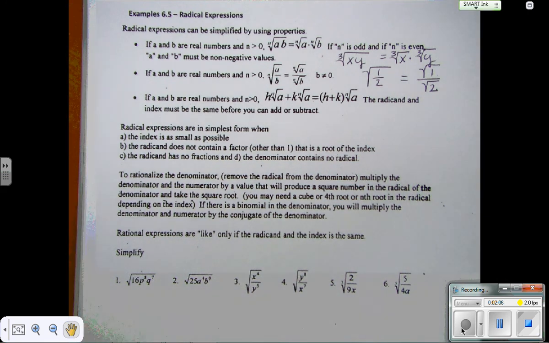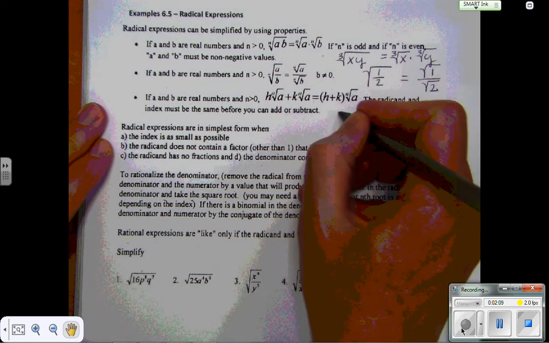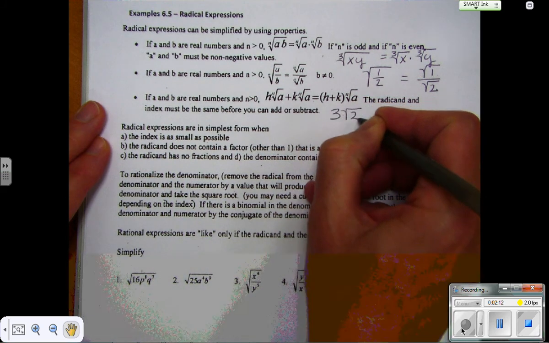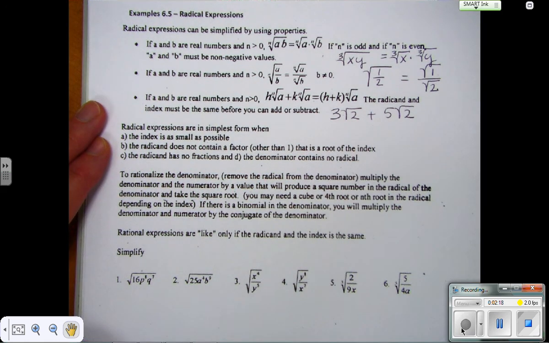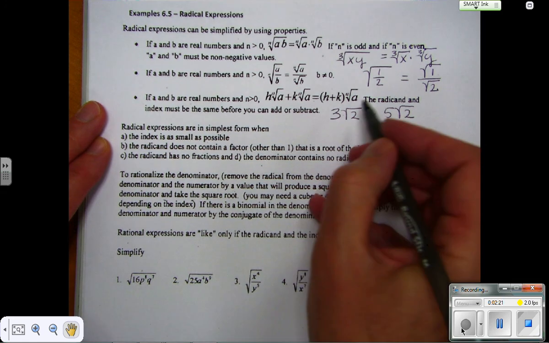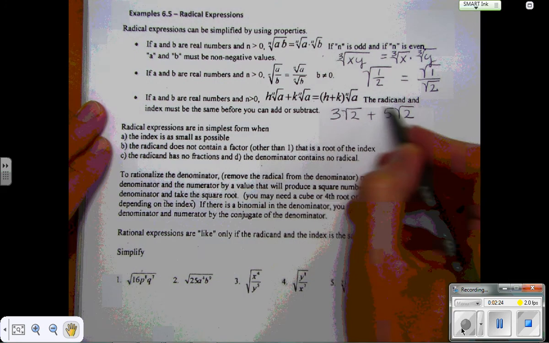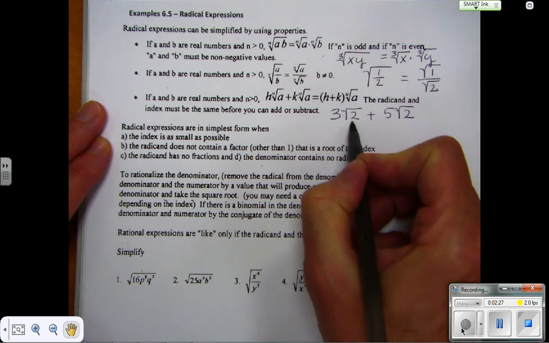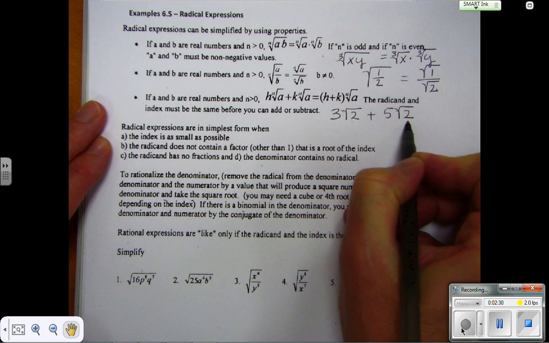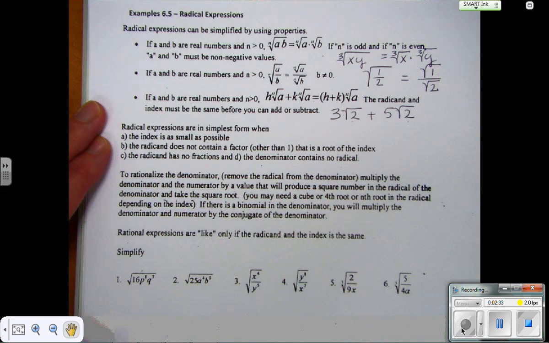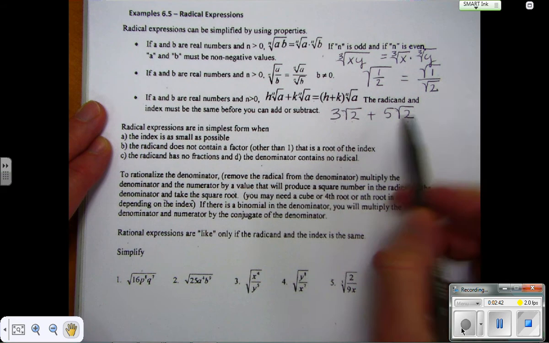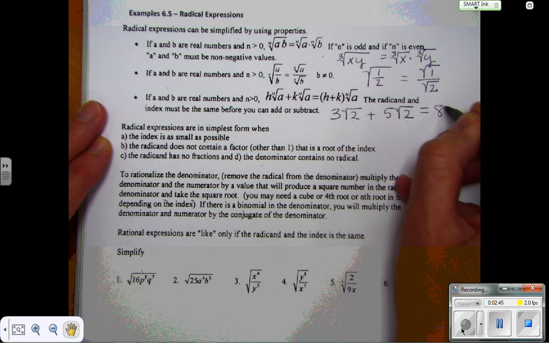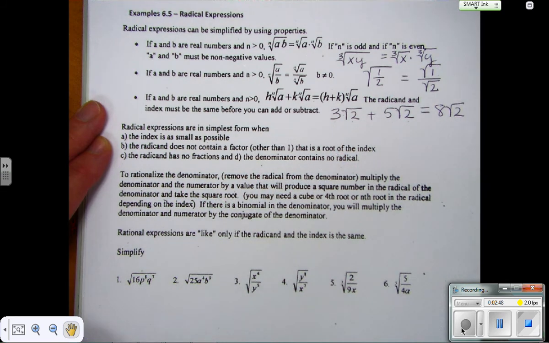And the third property talks about when you're adding radicals together. In order to combine the radicals, the indexes have to be the same, so these two are both square roots, and the radicand has to be the same. These are both 2's. So I can add the numbers in front, treat the radical like it's a variable, and you're just counting how many you have. You have 3 radical 2's with this first number, 5 radical 2's with the second one. So when you combine, you're going to have 8 radical 2's. And that would be simplified when you add them together.